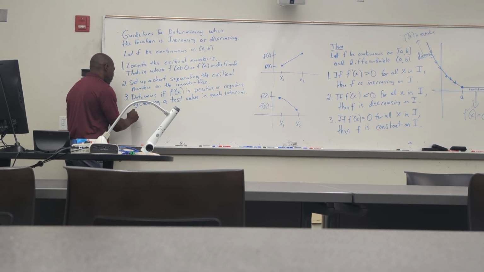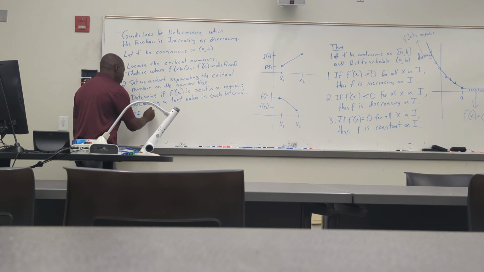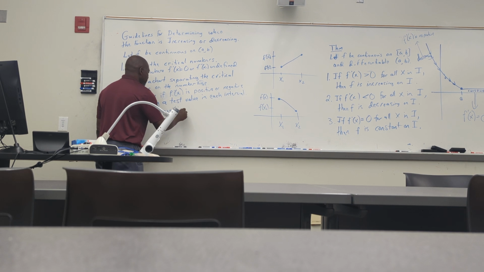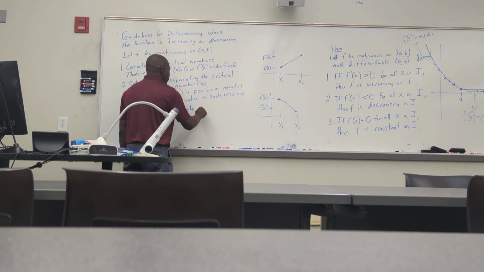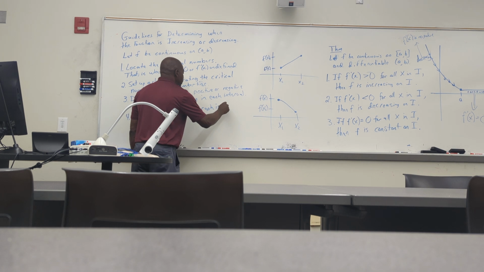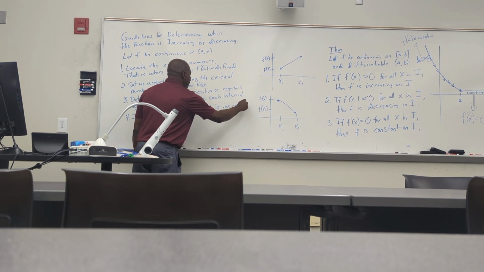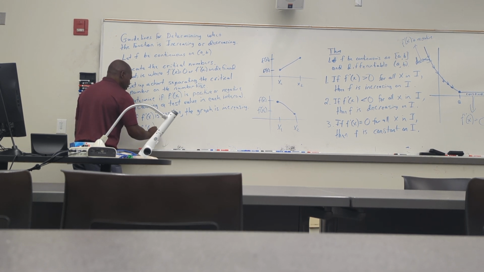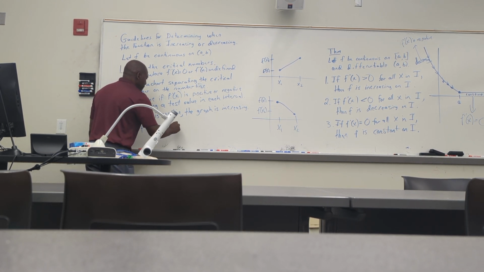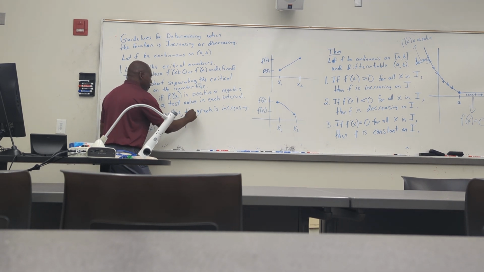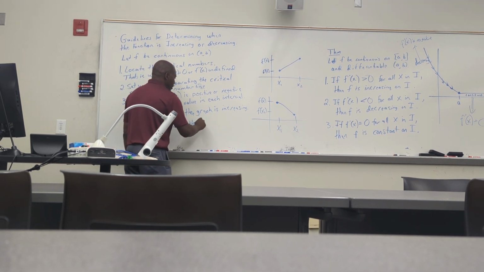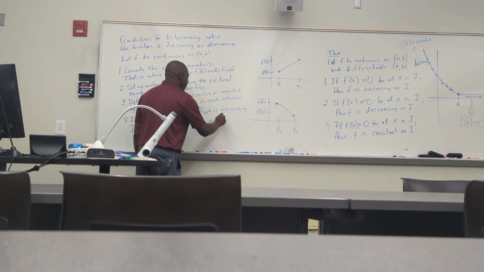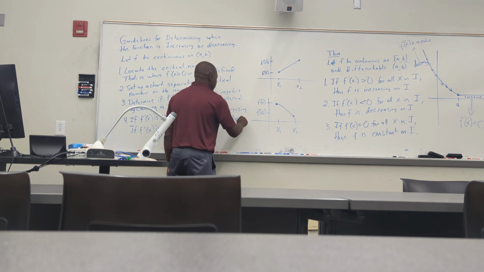Fourth, if f prime of x is positive, the graph is increasing. If f prime of x is negative, then the graph is decreasing.